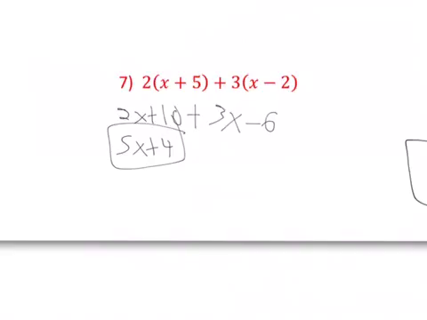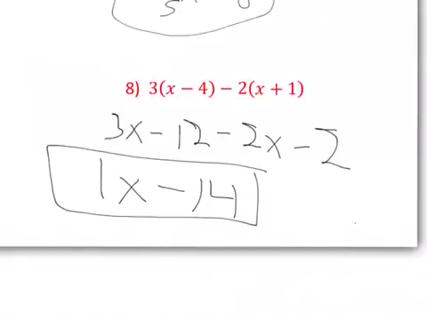For 7, the problem is 2 in parentheses x plus 5, plus 3 in parentheses x minus 2. So first, you distribute. So you get 2x plus 10 plus 3x minus 6. And then you combine like terms. So you do 2x plus 3x equals 5x. And then 10 minus 6 is equal to 4. So your answer is 5x plus 4.